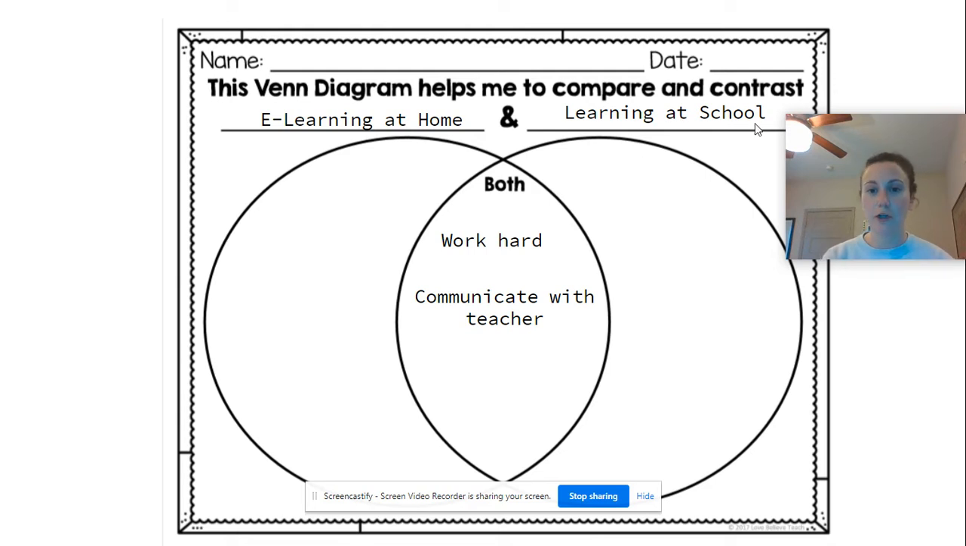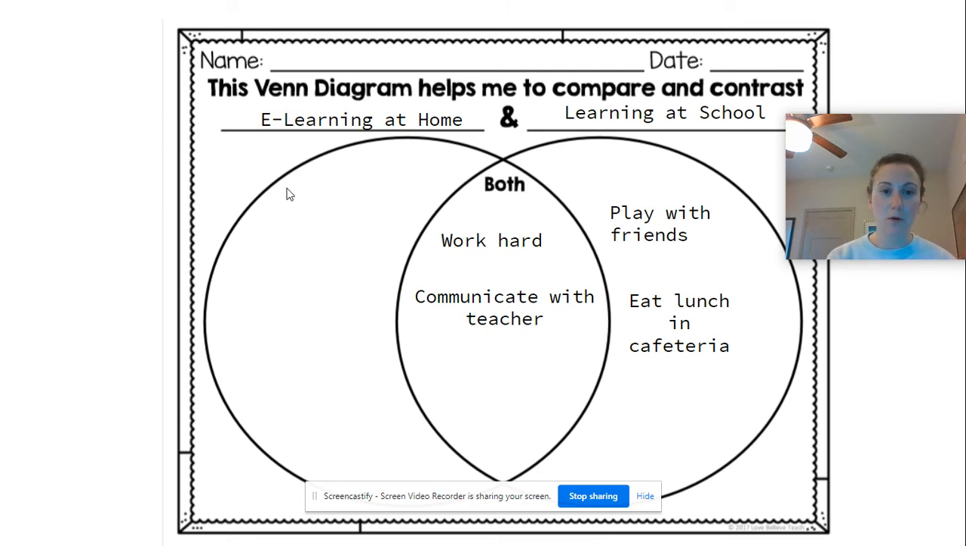Now let's think about learning at school. Let's think about the qualities that only apply to learning at school. So, for example, you only play with your friends when you're learning at school, when we're actually in the building. Also, when we're learning at school, we eat lunch in the cafeteria.